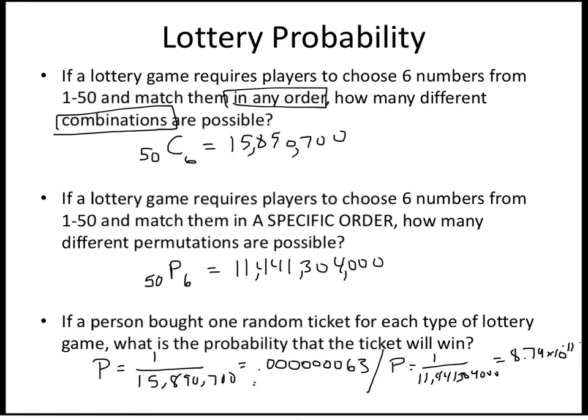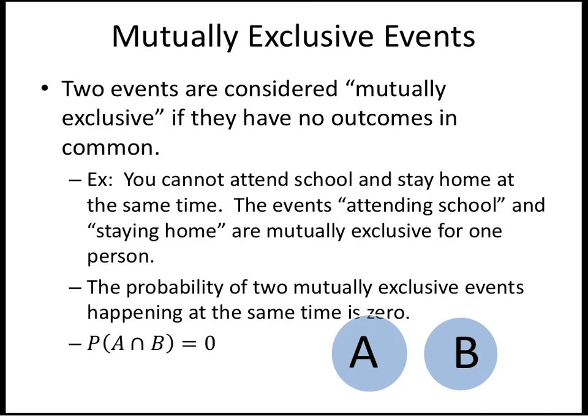This is 6.3 times 10 to the negative 8th, whereas that is 8.74 times 10 to the negative 11th. You already have pretty slim probability that you would win anyways, but it goes down even further once we say, hey, the numbers have to be in a specific order. So now let's talk about some other types of events that could happen.